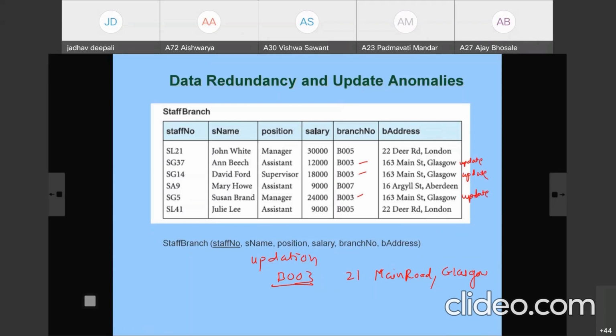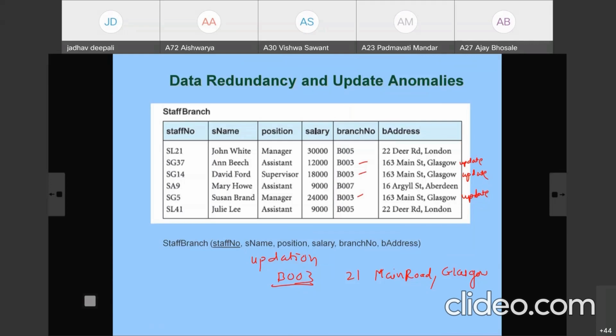If this updation is not done in all the 3 records, then it results in data inconsistency. Suppose, as I said, 100 employees are working with this branch, then we need to change 100 rows where the branch address is available, and it is time consuming. Along with that, it may result in data inconsistency. That is the case of updation anomaly.